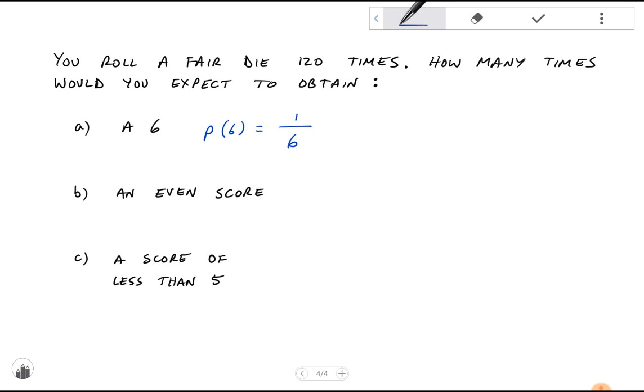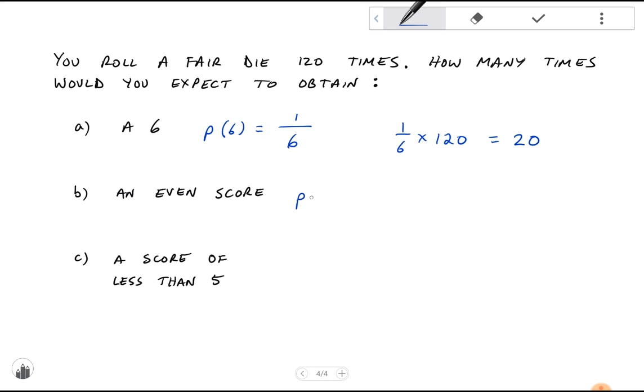Now we're going to roll this 1/6 of the times we should get a 6. Now we're going to roll this die theoretically 120 times. So the expected number of 6s is going to be 1/6 times 120. We're going to do this experiment 120 times. So we should expect to get a 6 20 times out of those 120 rolls.